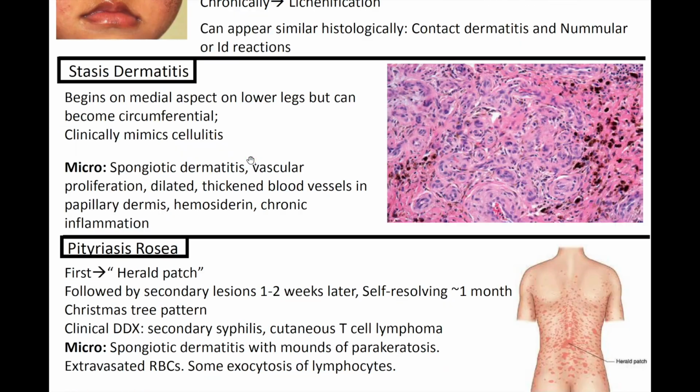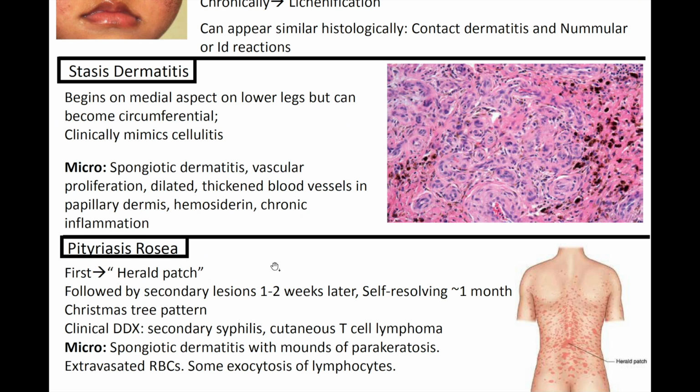Next up, we've got stasis dermatitis. So this is going to begin on the medial aspect on the lower leg, but can become circumferential. Clinically, it mimics cellulitis, and microscopically, you're going to see spongiotic dermatitis, vascular proliferation, which you see here. If you look at the image, you see all these vessels, vascular proliferation. It's going to be dilated, thickened blood vessels in the papillary dermis. You can see hemosiderin, as you see here, and chronic inflammation.